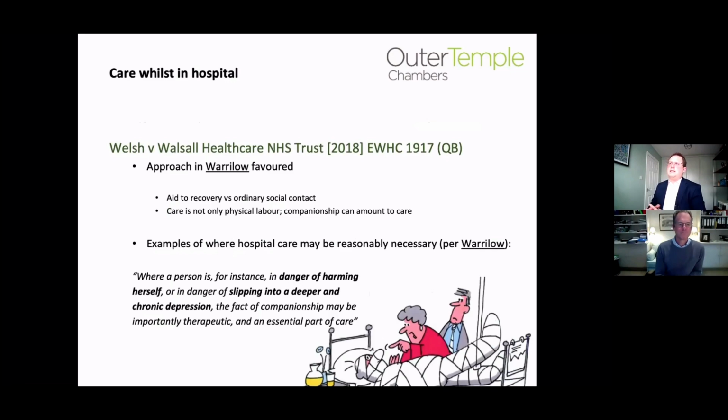The recent authority of Welsh and Walsall Healthcare, a decision of Mrs. Justice Yip, seems to have resolved the matter. This is a clinical negligence claim, and there was a dispute about gratuitous care. The court was referred to both Huntley and Warrilow and endorsed the approach in Warrilow, citing from paragraph 159 of the judgment, which makes it clear that companionship can amount to care. The question is whether it is an aid to recovery as opposed to ordinary social contact. It has to be time which would not otherwise have been devoted and meets the reasonable needs of the injured party.